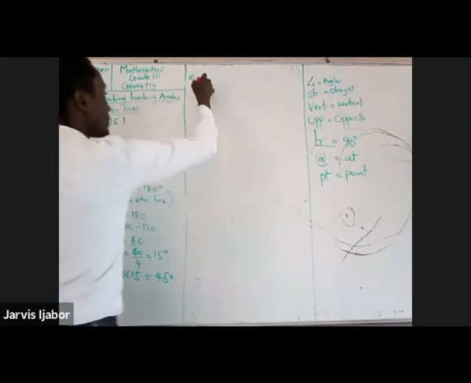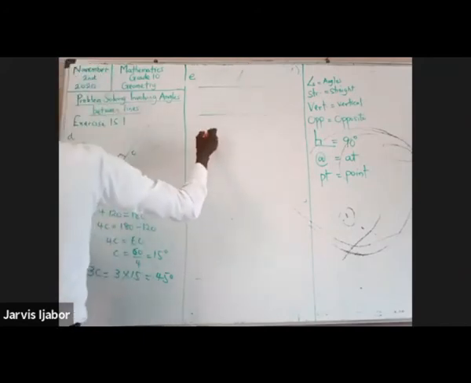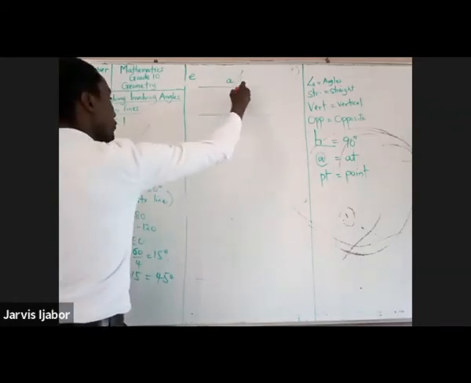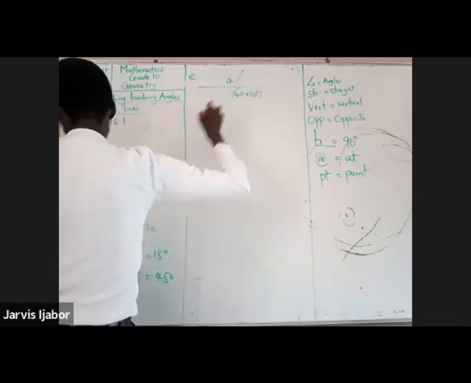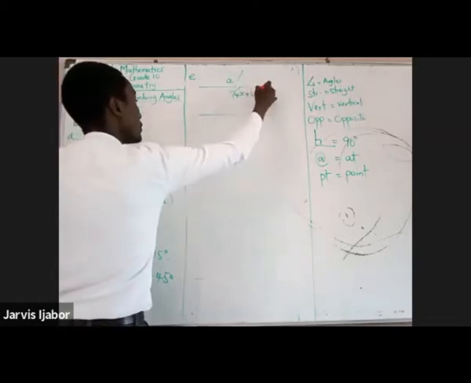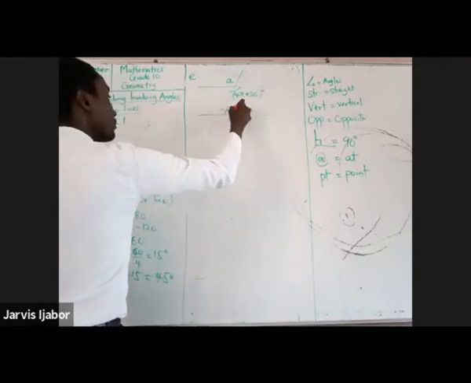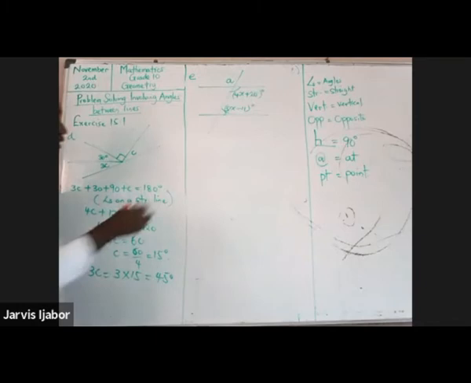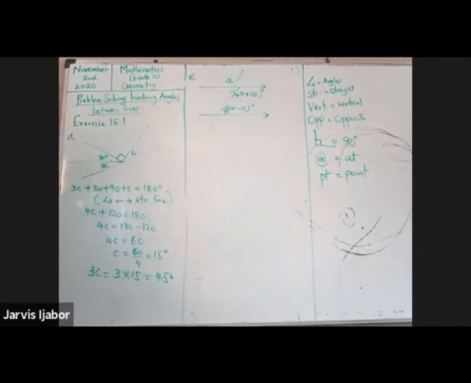In question E, you have parallel lines and a transversal. So this is A. This angle here is 4x plus 20 degrees. This one is 5x minus 11 degrees. Very interesting question. I am told that this line is parallel to this line. So we are going to solve that now.